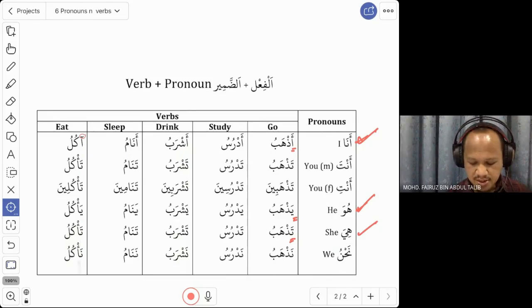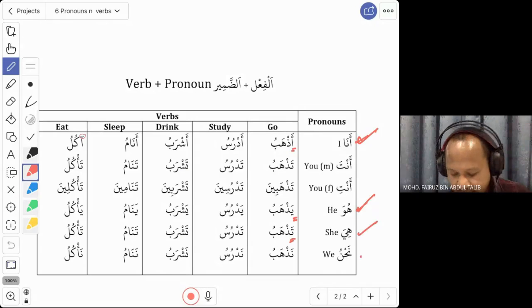All right? So this is for the pronoun hiya. So now you have three. A for ana, azhabu. For huwa, we say ya, yazhabu. And for hiya, you say ta, tazhabu. Right? So a, ya, and ta. You have three.